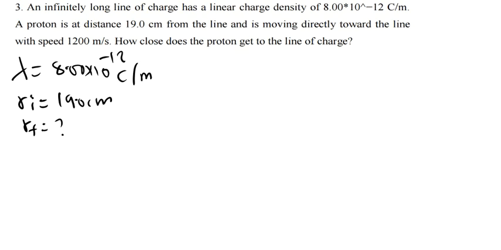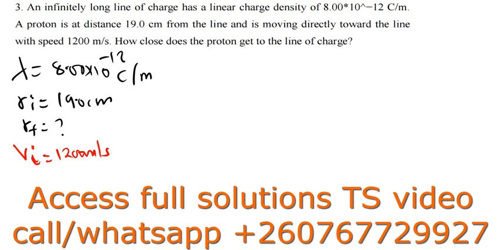displacement, the final distance. We have been told the velocity, which initially is the initial velocity. The question says it is moving directly toward the line with a speed of, so it was moving with a speed of 1200 meters per second. We are asking how close the proton gets to the line of charge. When the proton gets as close as it can to the line of charge, it will stop moving. Now we want to find the final distance at that point, meaning that the final speed is 0.